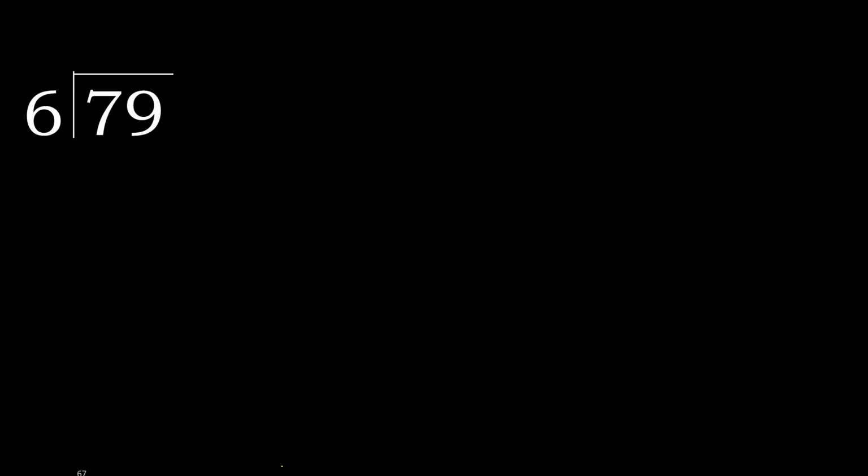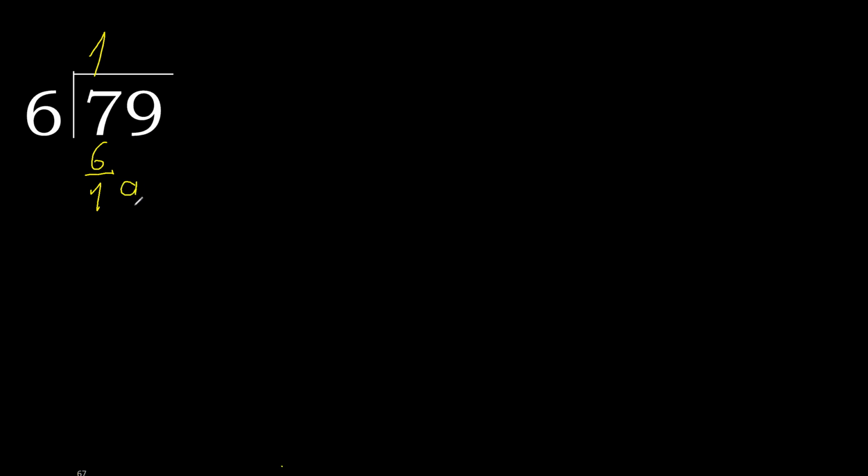79 divided by 6. 7 is not less than 6, therefore we take 7. 6 multiplied by which number is nearest to 7 but not greater? 6 multiplied by 2 is 12, which is greater. 6 multiplied by 1 is 6, okay, which is not greater. 7 minus 6 is 1.